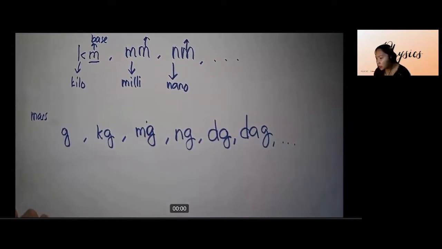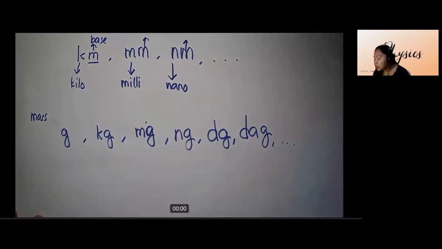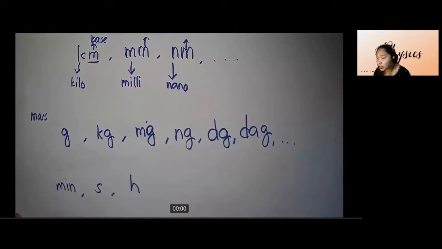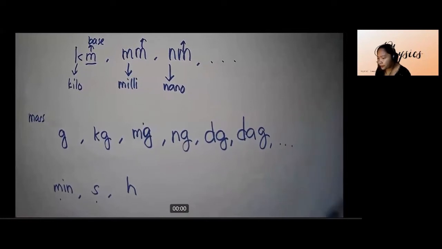So the question is, how are we going to convert one unit to another given their prefixes? And sometimes we also encounter units such as minute, the unit for time, seconds, hours, that do not have prefixes, but we are still going to convert them to another unit, such as minute to seconds or to hours. So how are we going to do that? We'll learn that in this lesson.